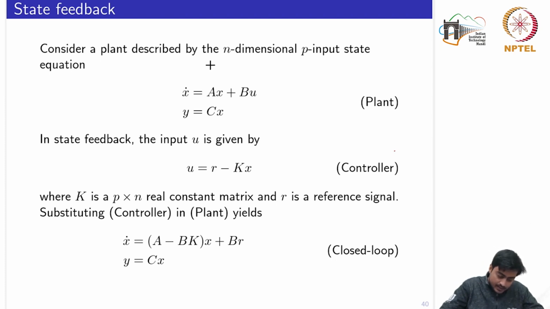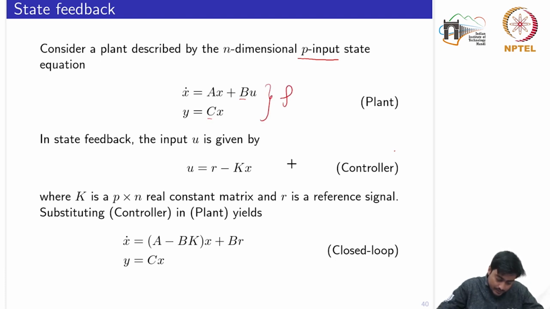So consider a plant described by the n-dimensional, p-input state equation. Here we are considering p number of inputs instead of a scalar, given by this state equation where A, B, C are matrices. You will note that when we were discussing the single variable case, the parameters were in small letters. Now when we consider matrices, we consider those parameters as capital letters, as you will see in the B and C matrix.